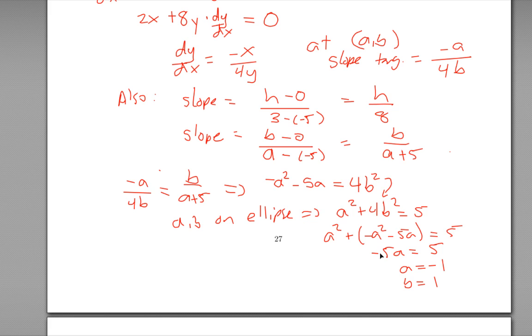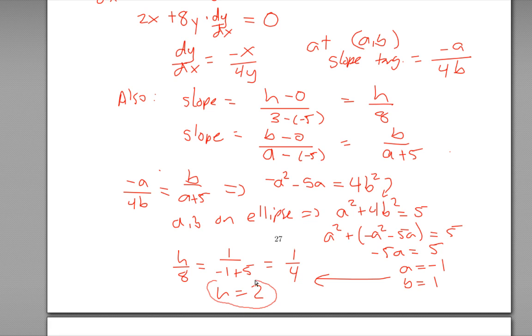All right, now with that information, we can go back up and realize that here we have the slope with h in it, and we can actually calculate the slope from either of these two formulas. I'm running out of space here, but we know that h over 8 is equal to b is 1, a is negative 1 plus 5, so that is 1 over 4, which means that when you multiply the 8 up, h has got to be equal to 2. So the height of the lamp is 2.